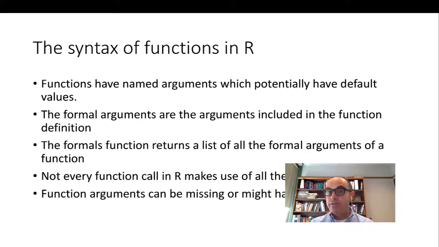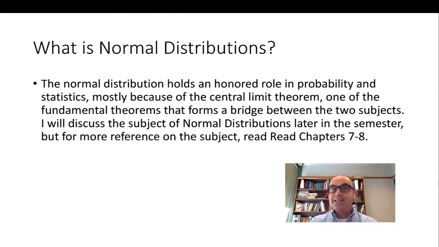So the syntax of a function in R: a function has to have a name and arguments, which potentially have default values. The formal arguments are the arguments inside the function definition, and the formals function returns a list of all formal arguments of the function. Not every function, and this is really important, makes it a formal argument. Let's take the example of the normal distribution, and we will learn about that in chapters 7 and 8, and I will give it as a reference in your reading assignment.